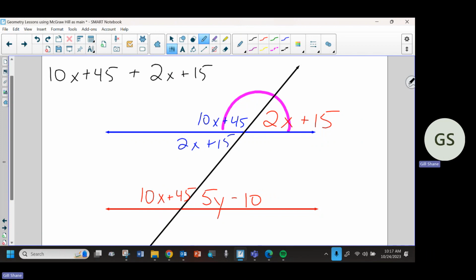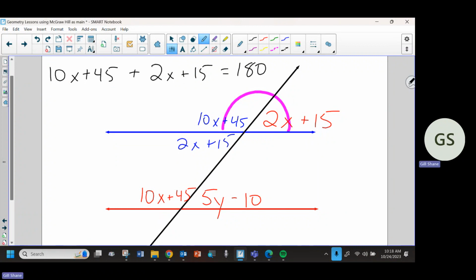Again, don't freak out when there's a variable and numbers in an angle. This is just some number. We just don't know what it is yet because we don't know what x is yet, but it's just some number. This is some number over here, and it's actually going to be the same number as that, which we're going to eventually use to solve for y.